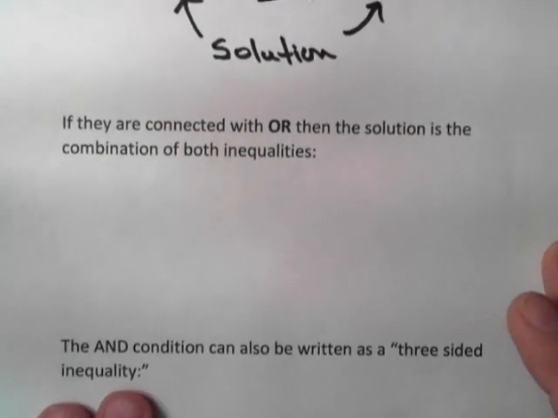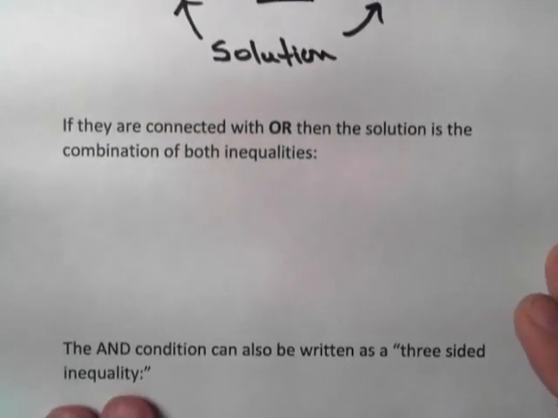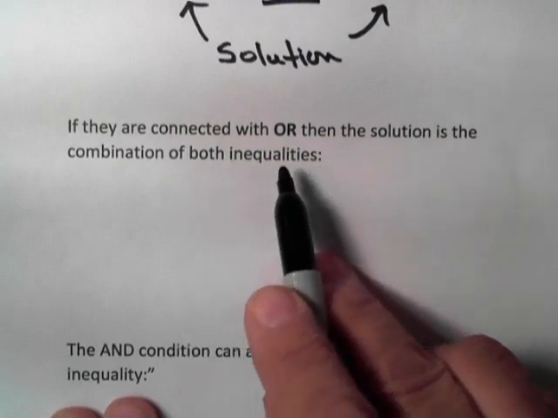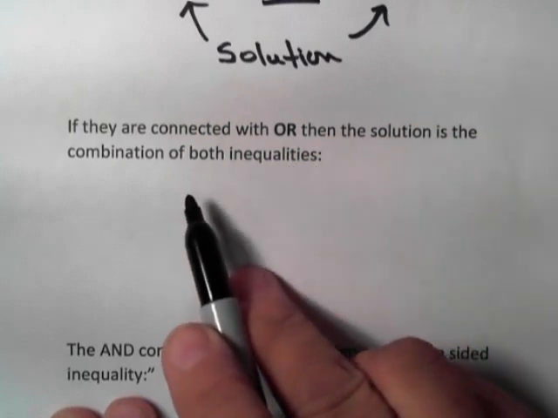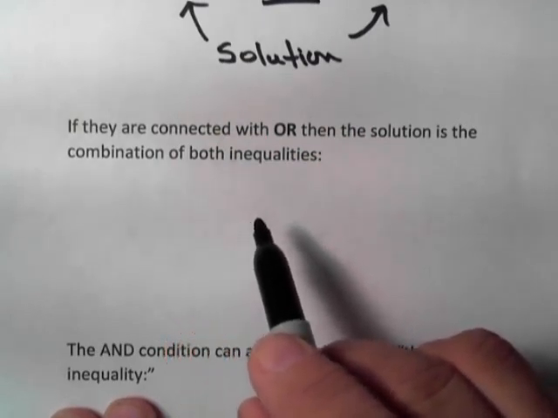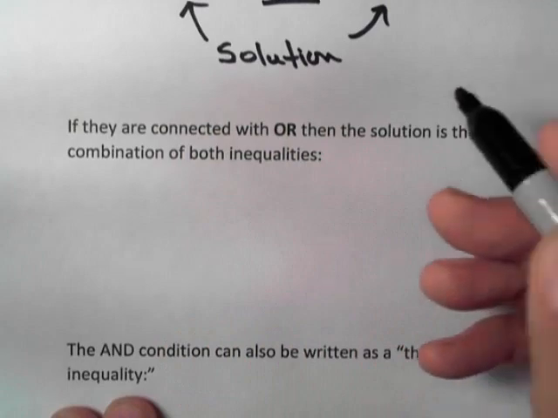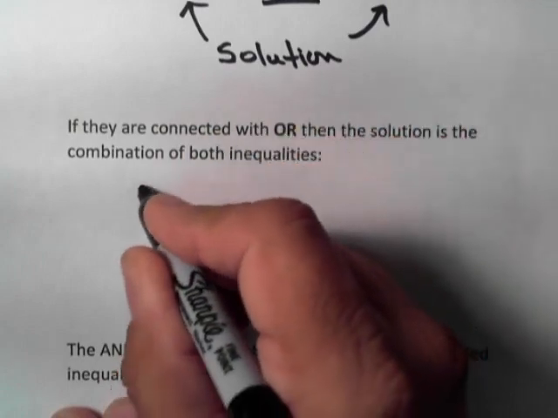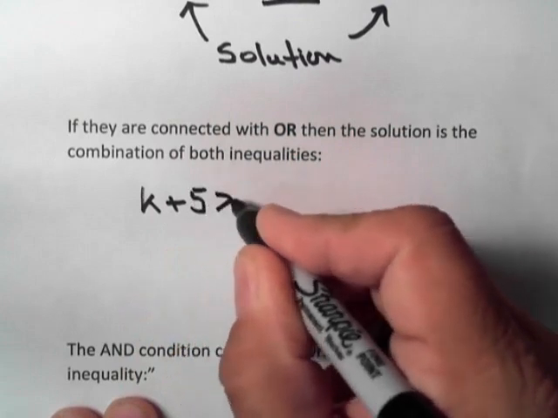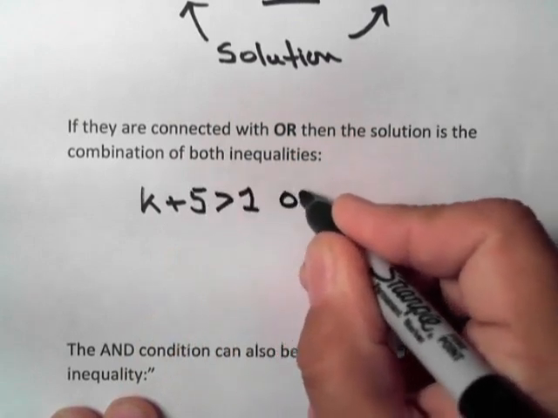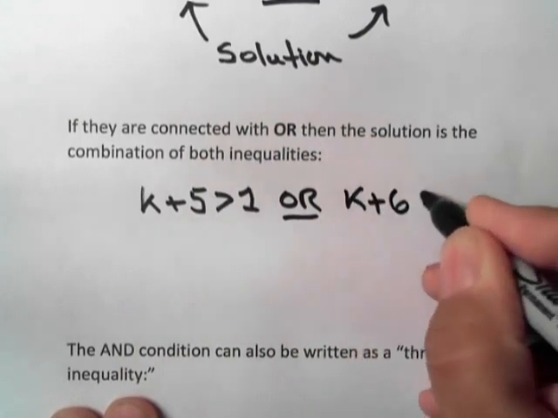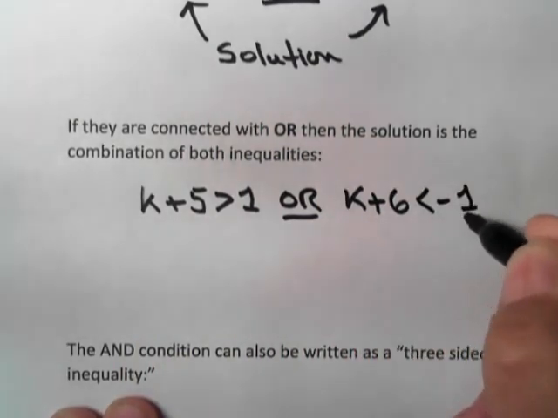Now, on the other hand, you can have the word or in here. If they're connected with or, then the solution is a combination of both inequalities. So, for instance, we could have, again, a similar thing here. In fact, let's just put our same ones down here just to rub this in. k plus 5 greater than 1, or k plus 6 less than negative 1.